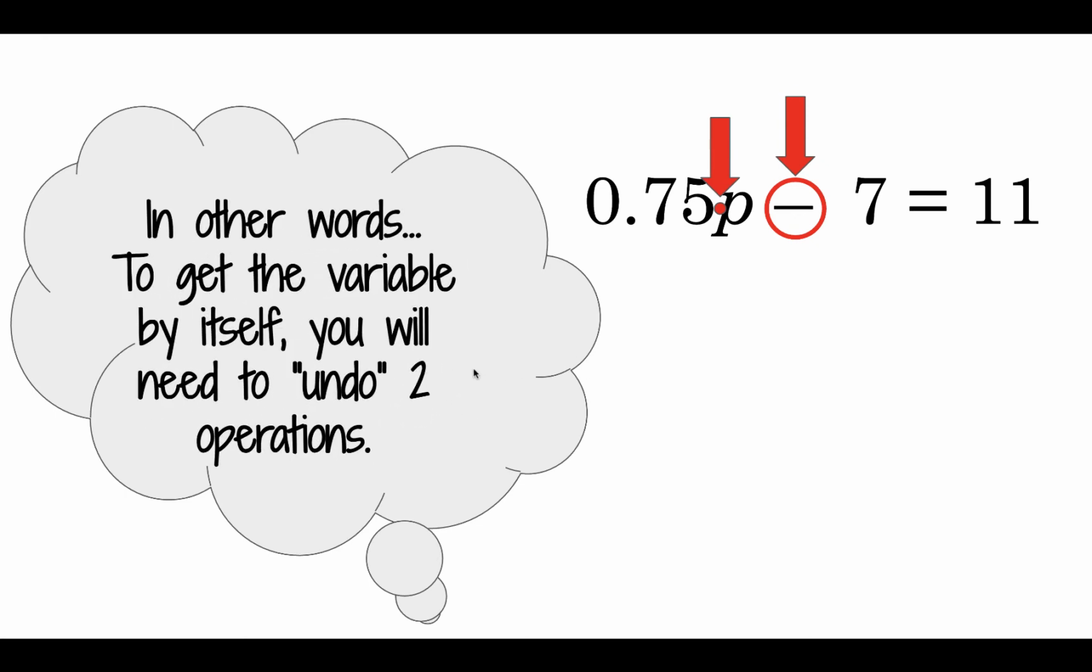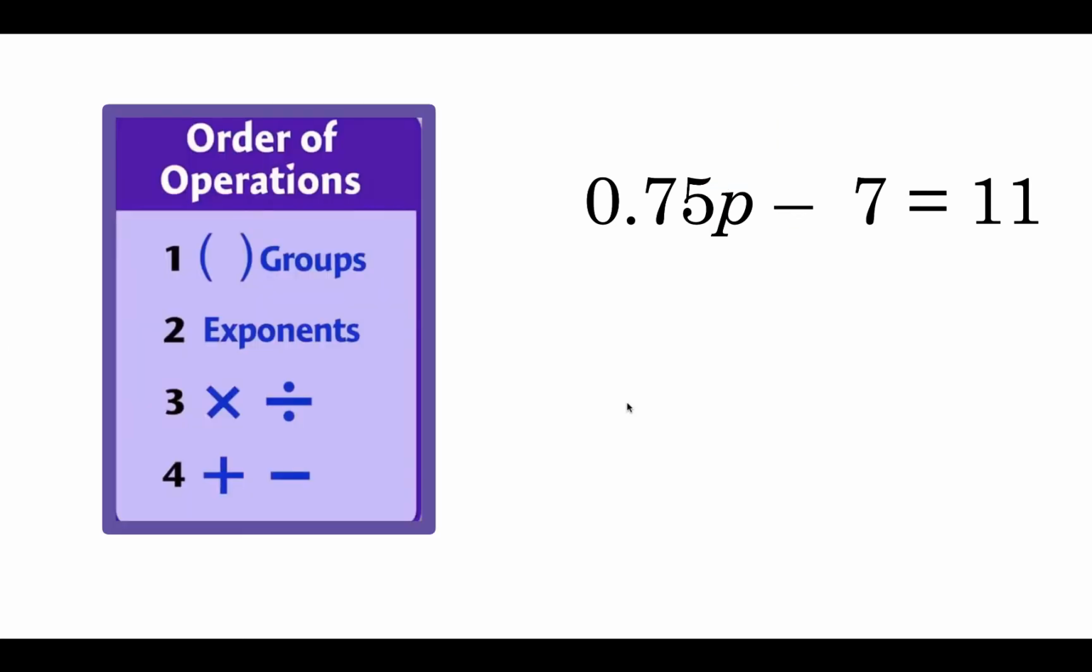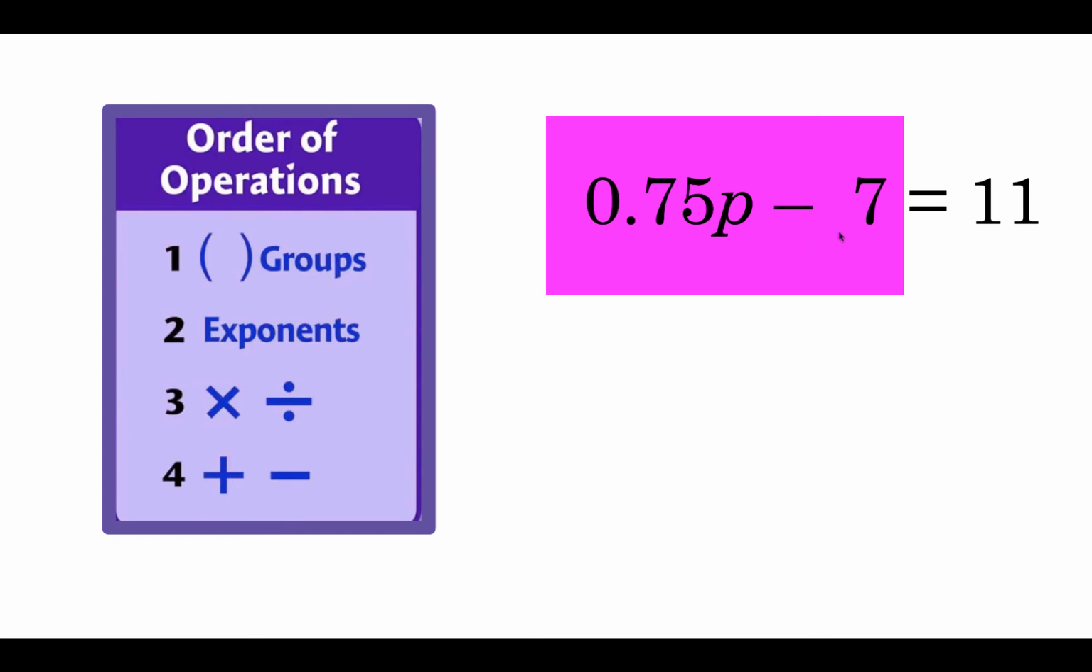In other words, to get that variable by itself, we're going to need to undo 2 operations. Now, the tricky part comes in being, well, what do we undo first? The subtraction or the multiplication? I want to remind you of something. Back at the beginning of the year and in previous years, we worked on applying order of operations to simplify expressions. Look at the left part of this equation.